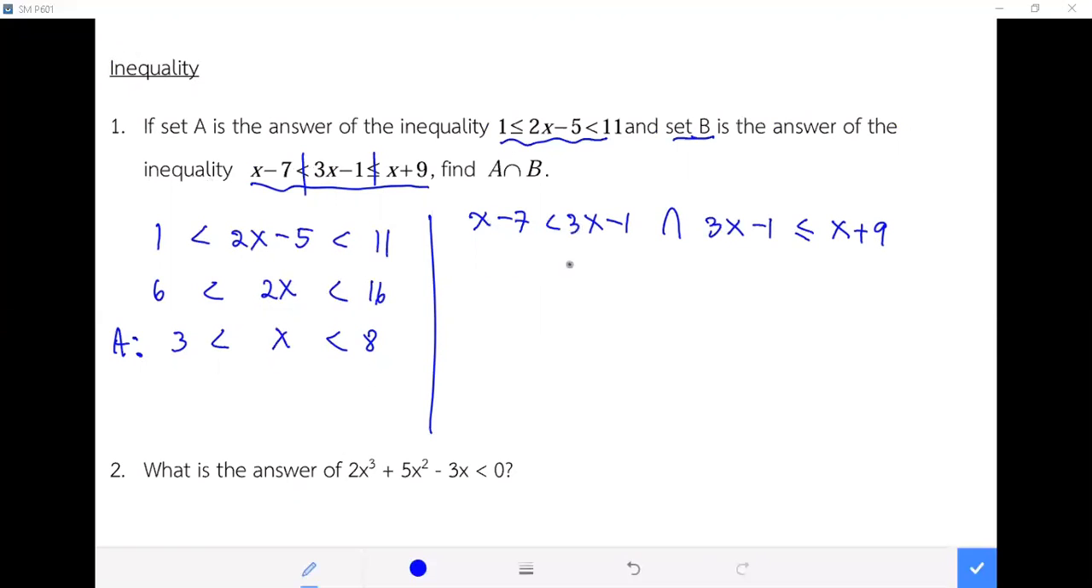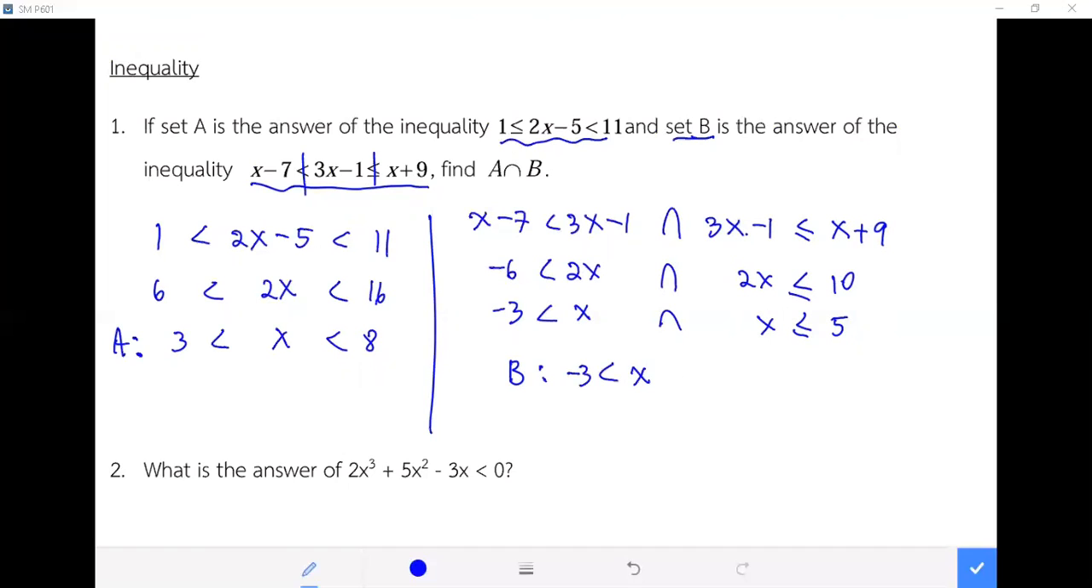Move x to the right. This is like 2x. Negative 1, move it there. Plus 1, negative 6. So you get x is more than negative 3. And then intersect with this one. 3x minus x is 2x, less than or equal. 9 plus 1 is 10. So x is less than or equal to 5. So intersect this one, you get x is more than negative 3 and x is less than or equal to 5. So set B is going to be x from more than negative 3 to less than or equal to 5.